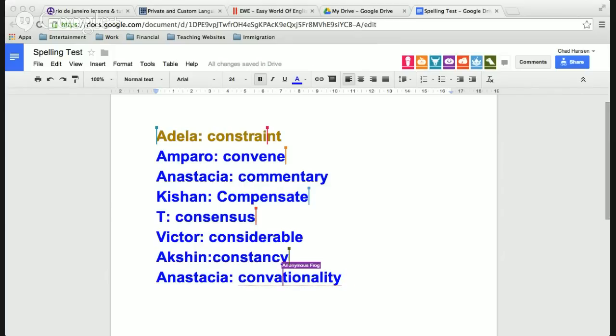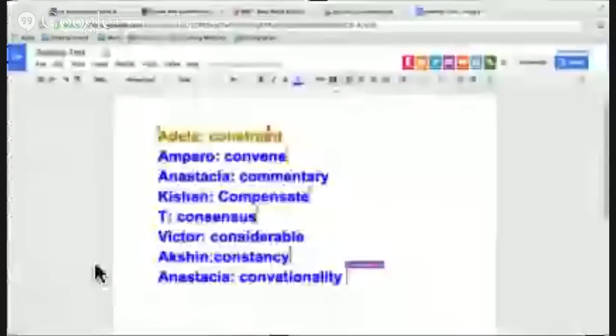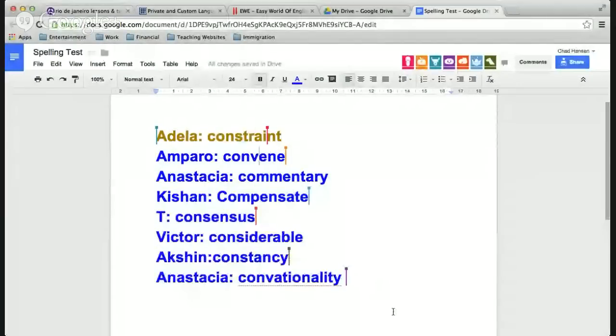Let's see. No. Conventionality. All right. Well, I'll say it nice and slow. Conventionality. There you go. Okay. Good. Conventionality. It was just a long one.